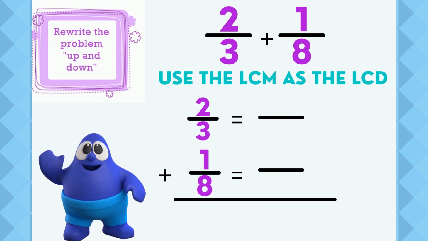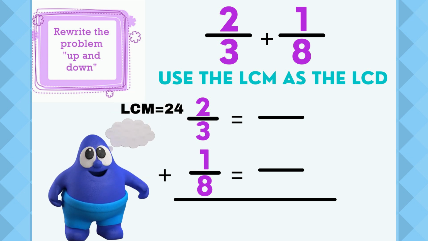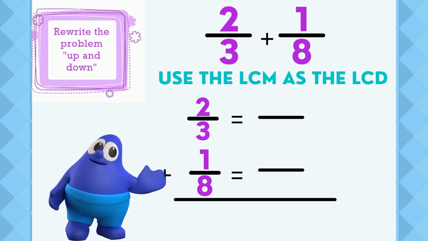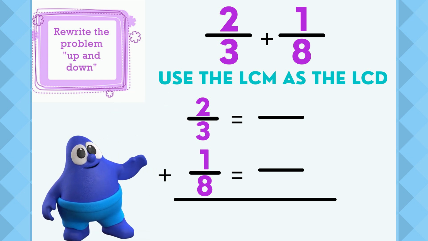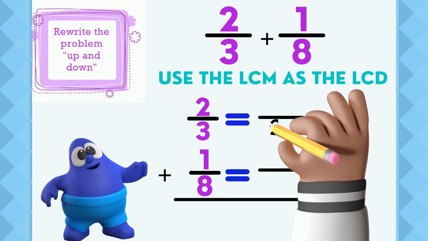Allow me to explain the problem. I know the smallest multiple that 3 and 8 share is 24. So 24 is the LCM. We must change each fraction into an equivalent fraction with 24 as the denominator.